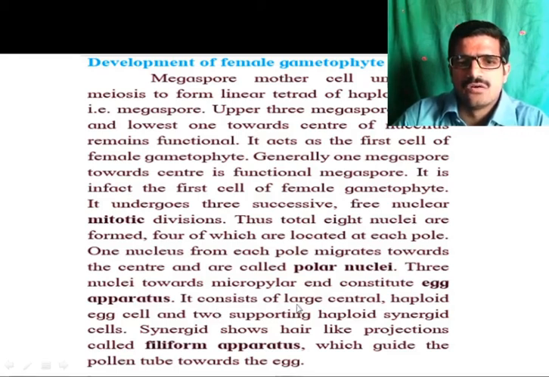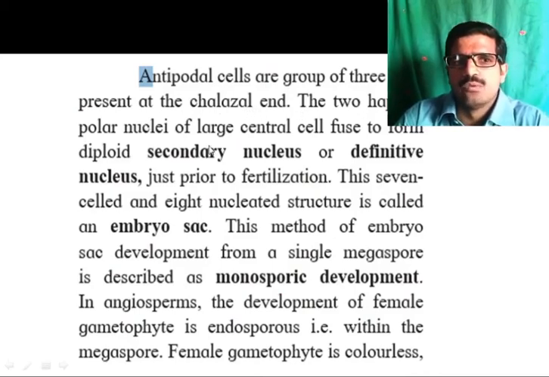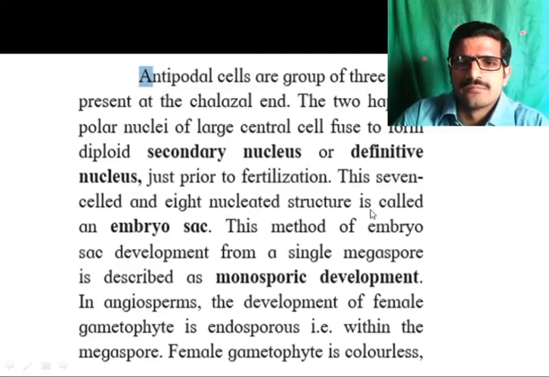It consists of a large central haploid egg cell and 2 supporting haploid synergids. Synergids show hair-like projections called the filiform apparatus, which guide the pollen tube toward the egg. Antipodal cells are a group of 3 cells present at the chalazal end. The 2 haploid polar nuclei of the large central cell fuse to form the diploid secondary nucleus or definitive nucleus just prior to fertilization. This 7 celled and 8 nucleated structure is called an embryo sac.